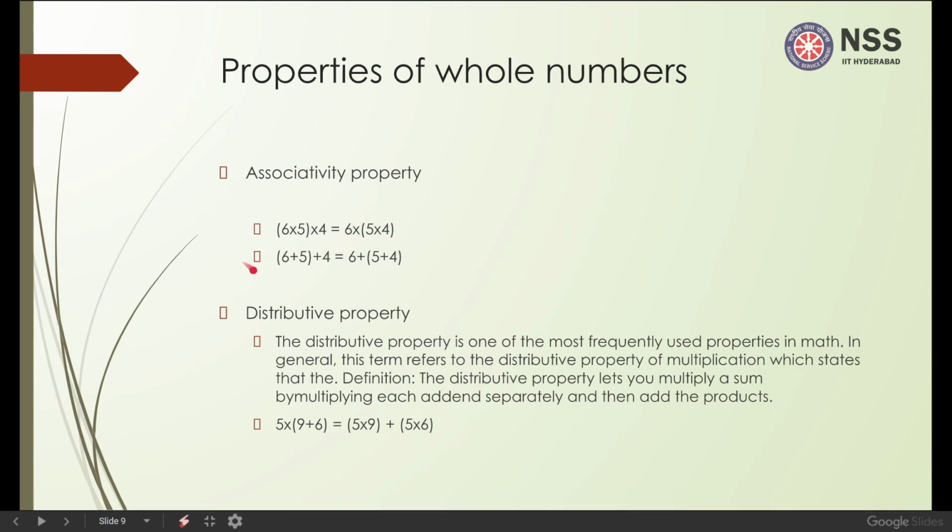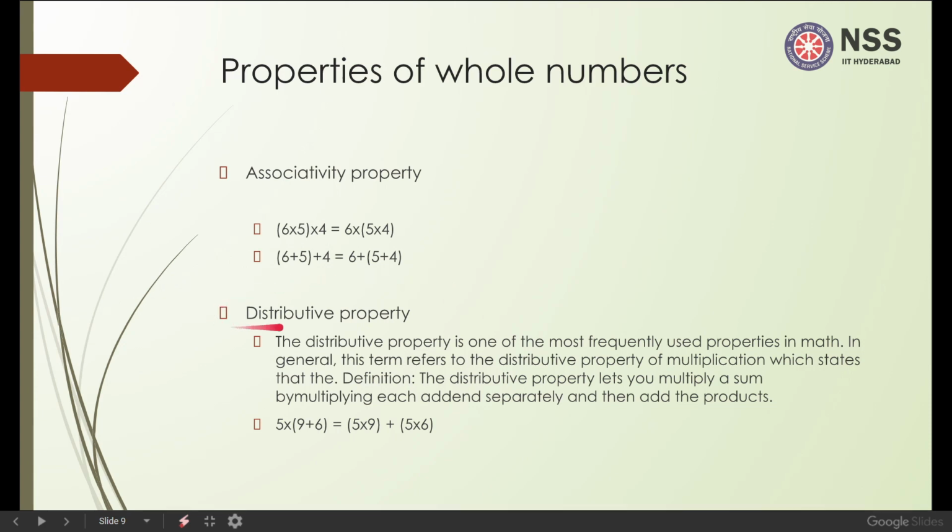Let us try to do this with addition. So 6 plus 5 inside the brackets and then plus 4. So 6 plus 5 is 11, and 11 plus 4 is 15. Now 6 plus, then inside brackets we have 5 plus 4. So 5 plus 4 is 9, and 9 plus 6 is 15. Therefore, the answer did not change when we change the grouping. Therefore, this is called associative property.